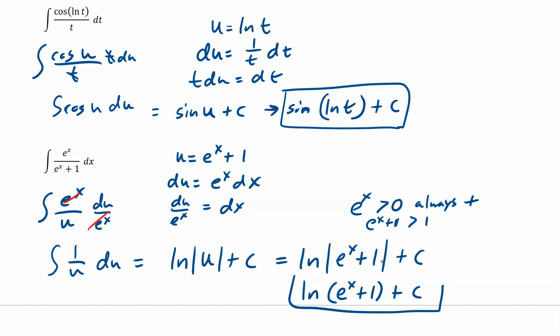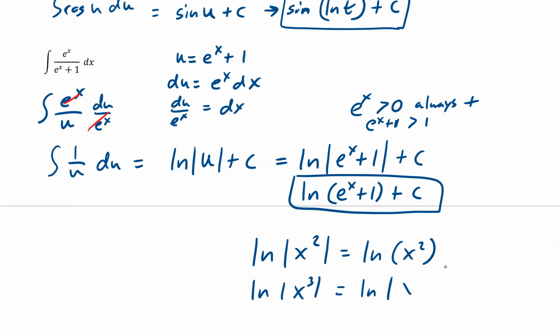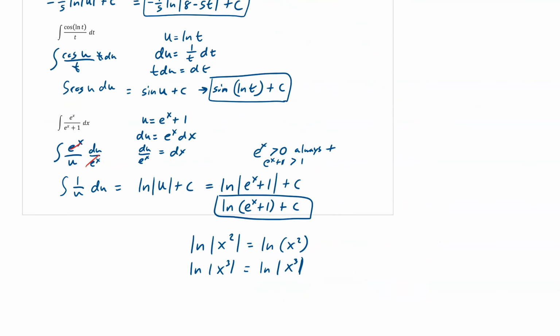So you don't need absolute values if your results from the inside will always be positive no matter what x input you give. So it's a nice little trick. So if you have things like natural log of x squared, then you can just write natural log of x squared. But if you have natural log of x cubed, well, that can be negative, so you've got to leave it. So always verify the inside. If it's always positive, throw the parentheses away. And there you have it.